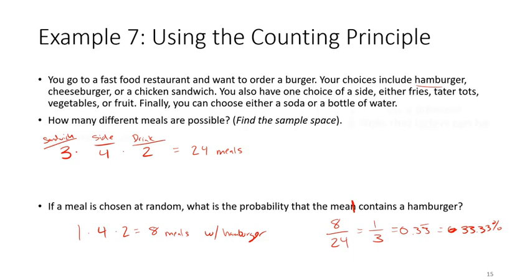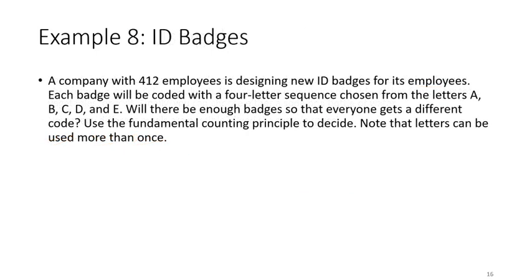So we have a company with 412 employees. They're designing new ID badges. Each badge is going to be coded with a 4-letter sequence, chosen from the letters A, B, C, D, and E. Will there be enough badges so that everyone gets a different code? Well, we can determine how many badges they can make by the number of choices that they have. So for the first letter, and let's write this as letter 1. It's a 4-letter code. So letter 1, 2, 3, and 4.